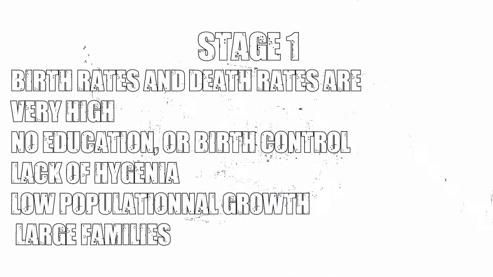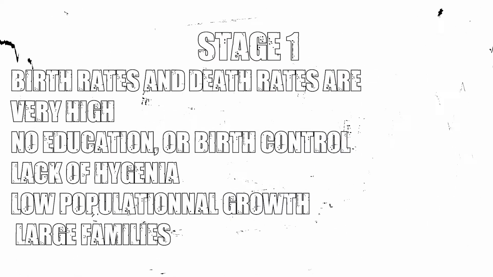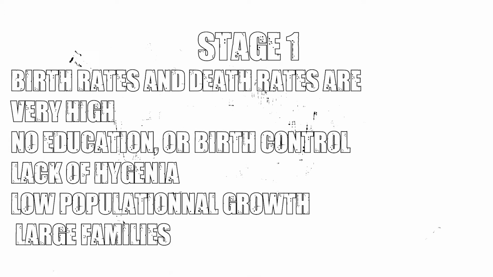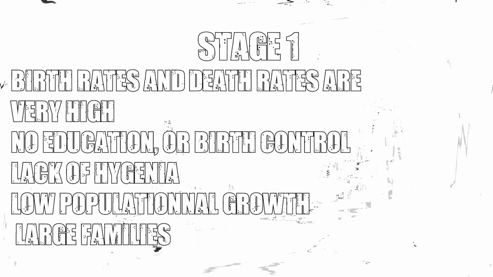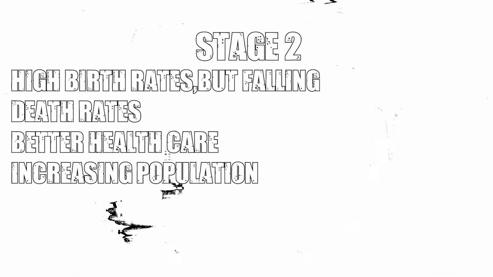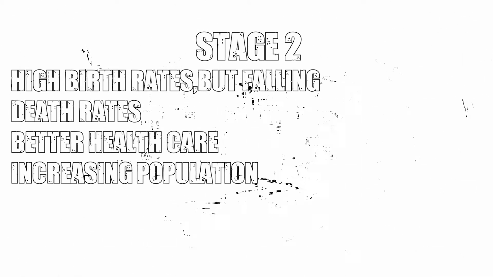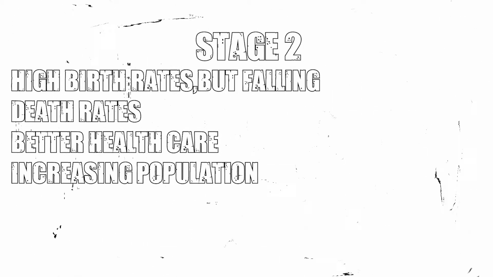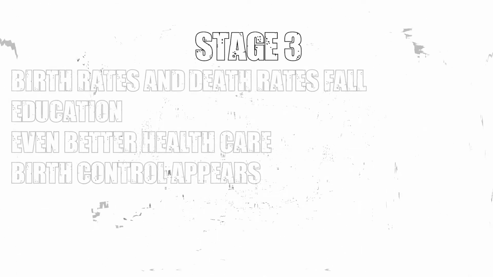And now let's talk about the structure of population growth, how a society goes through this whole process. Stage 1. Birth rates and death rates are very high. No education or birth control and lack of hygiene, which create low population growth but large families. Stage 2. High birth rates but falling death rates thanks to better healthcare, which creates an increasing population.